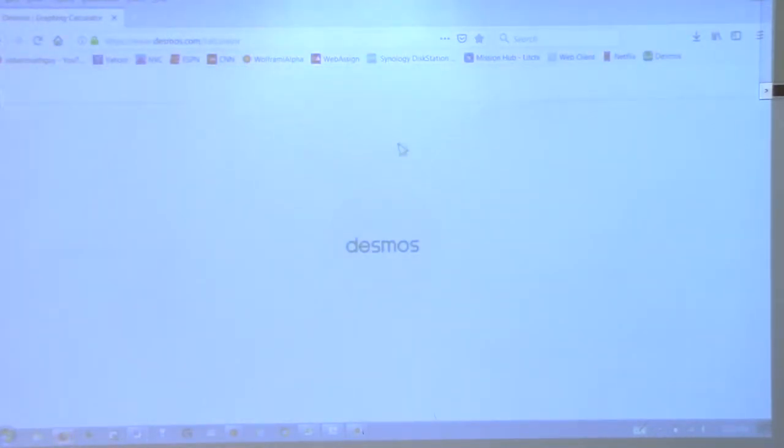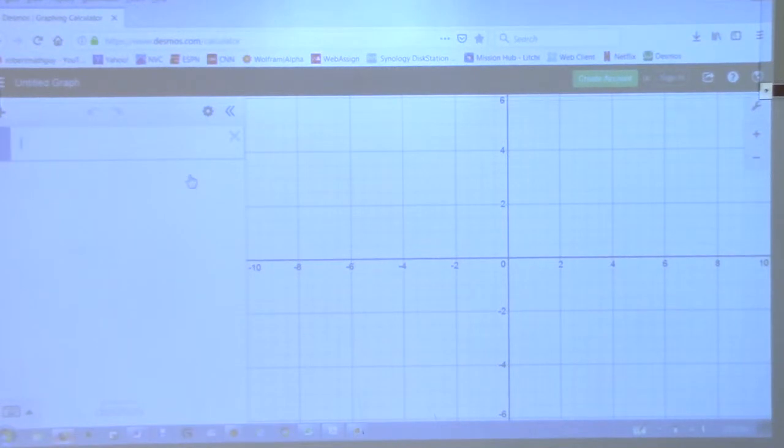Desmos, our friend, square root x squared plus x minus x. There it is.